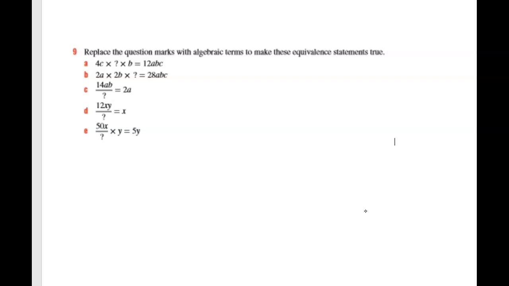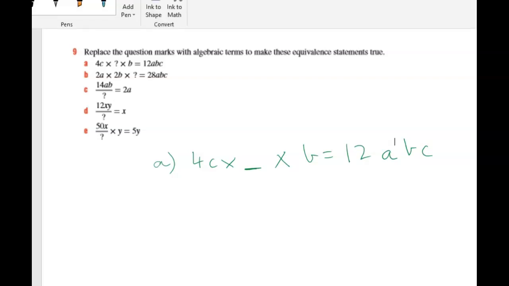Okay, so basically, the reason I chose this question to do is because I thought it might be a little bit confusing. So I'm going to just rewrite the question. I'm going to put a question mark there and just leave the space. It'll just be easier for me. 12ABC. Okay, so I'm going to get a different color pen, because we all know I like color.